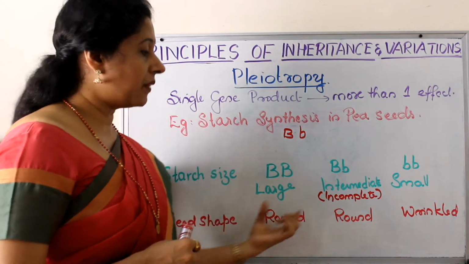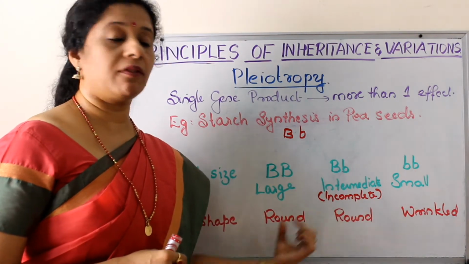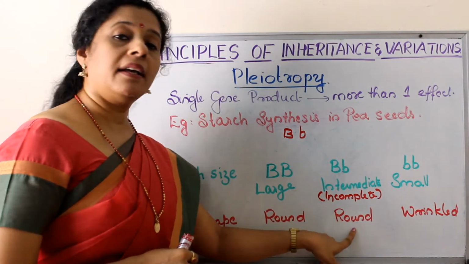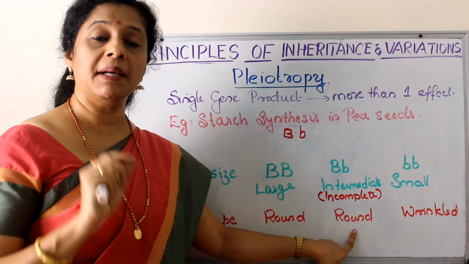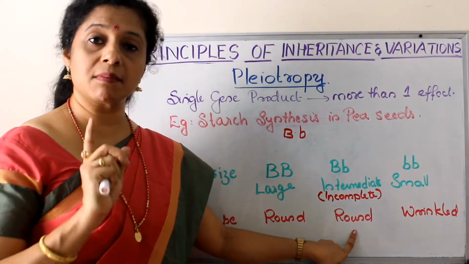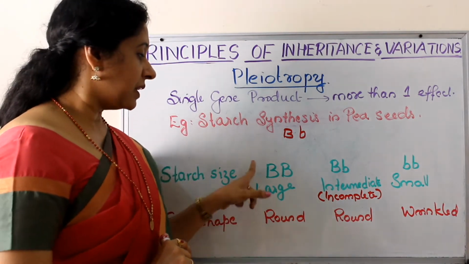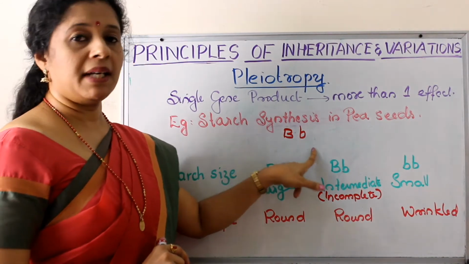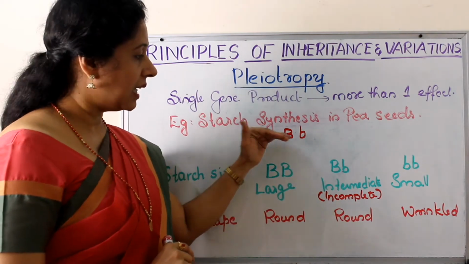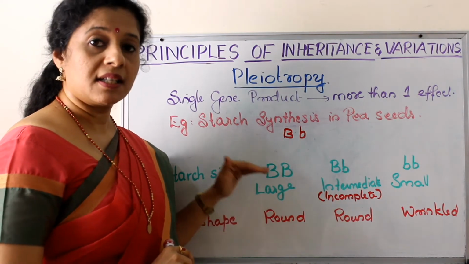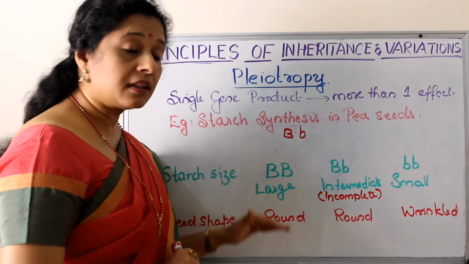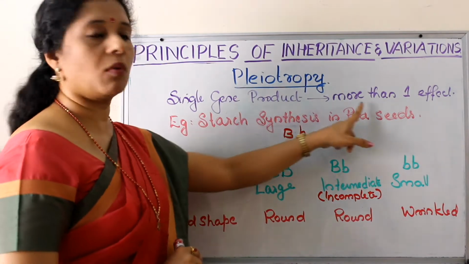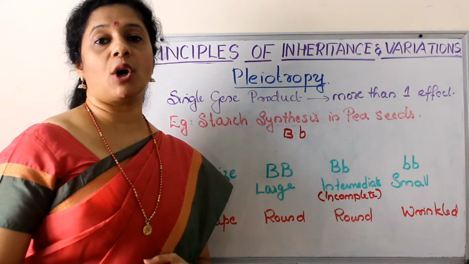In the case of seed shape, there are two alternative forms, round and wrinkled, which were studied by Mendel for his experiments. In that case, if it is a heterozygous condition, what is the phenotype? It is round only, not incomplete dominance but complete dominance. So these two characters are controlled ultimately by this gene. The capital B and small b gene has two effects. First, it directly controls the starch size. That in turn determines the seed shape as well. So one gene product has more than one effect. This is an example of pleiotropy.